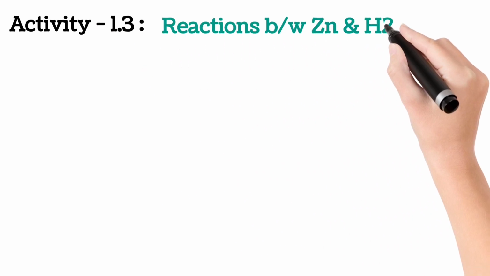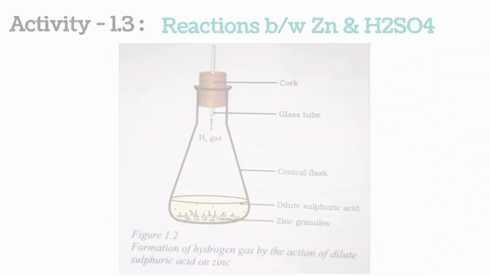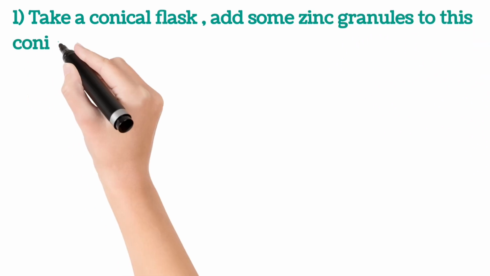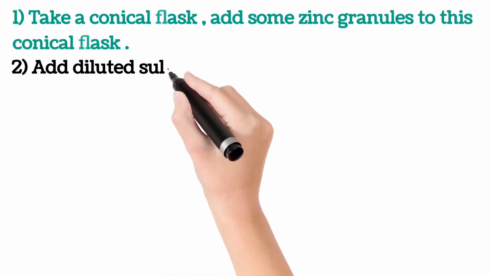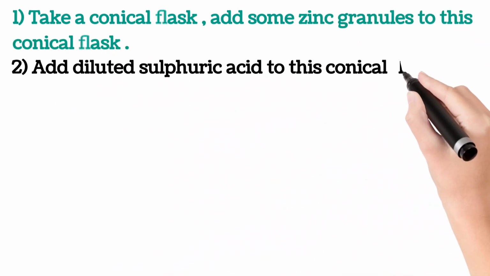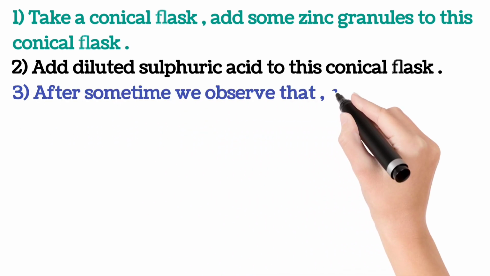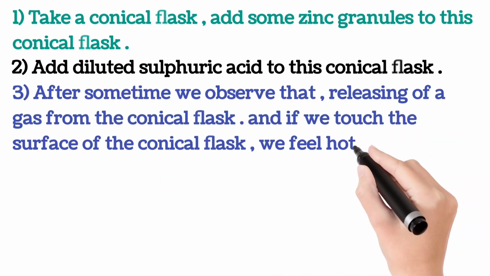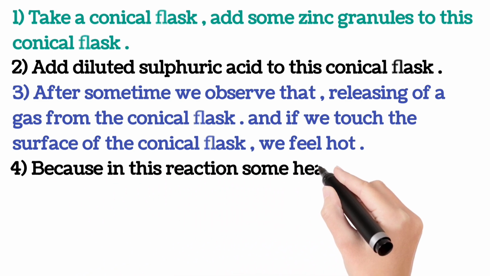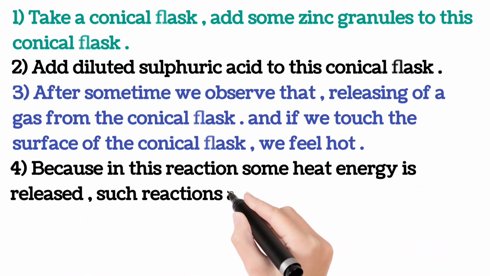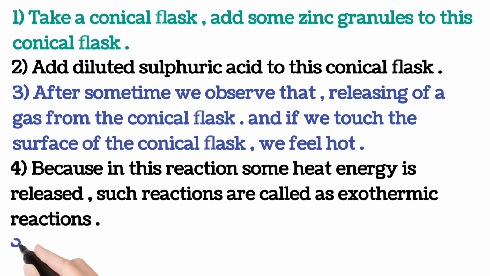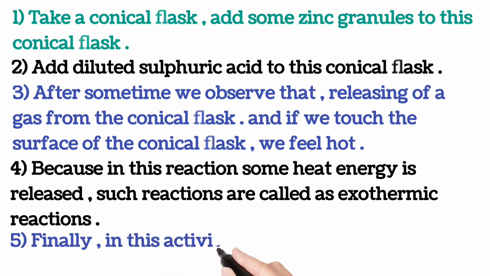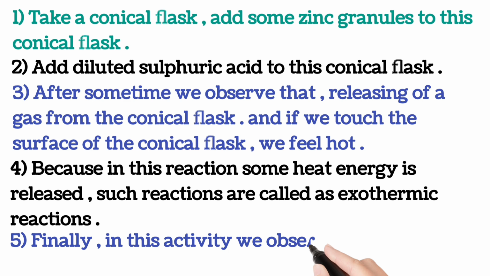Now, let me explain activity 1.3. Take a conical flask, add some zinc granules to this conical flask. And also, let me add diluted sulfuric acid to this conical flask. After some time we observe the release of a gas from the conical flask. And if we touch the surface of the conical flask, we feel hot, because in this reaction some heat energy is released. Such reactions are called exothermic reactions. Finally, in this activity we observe the evolution of a gas and a change in temperature.